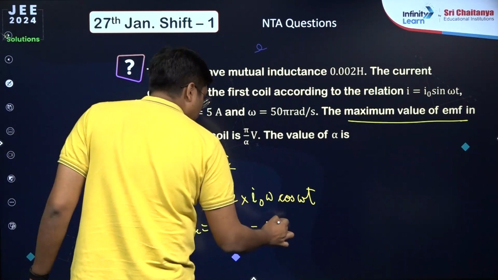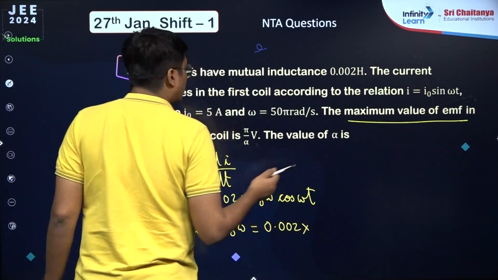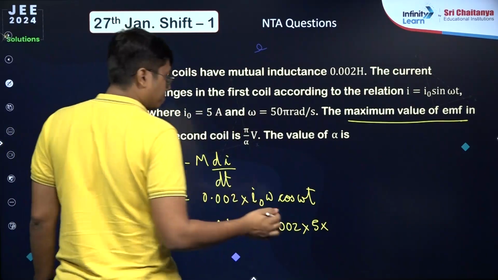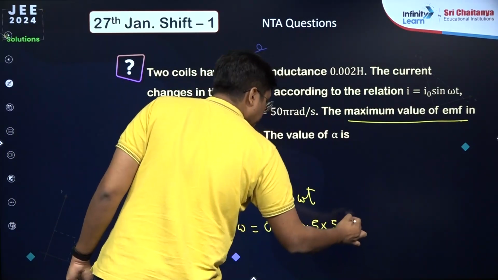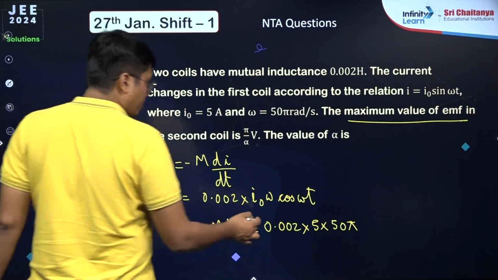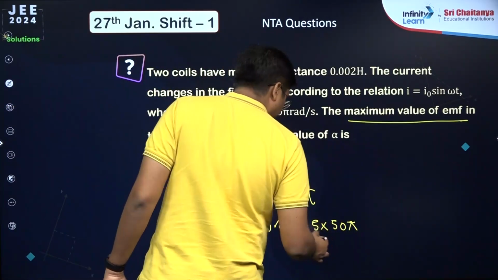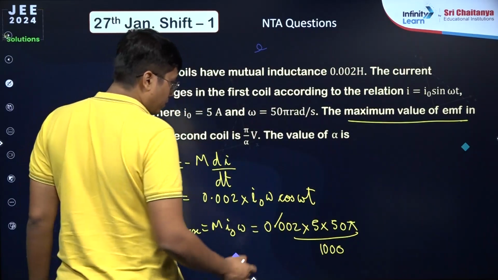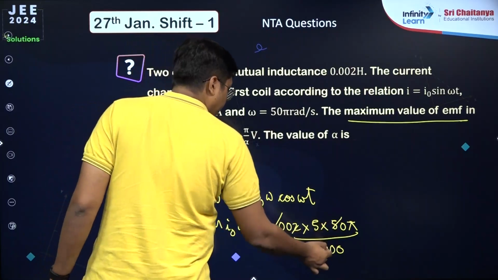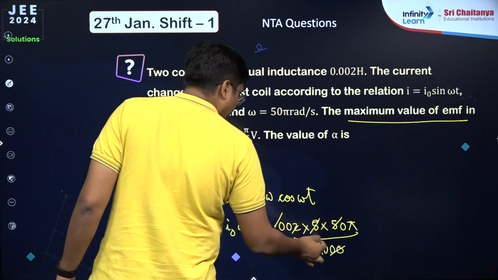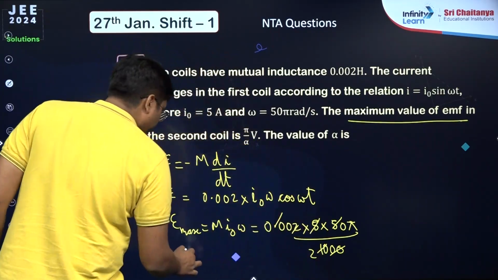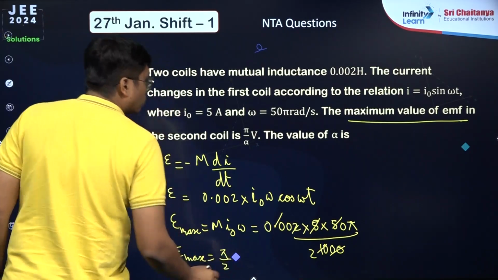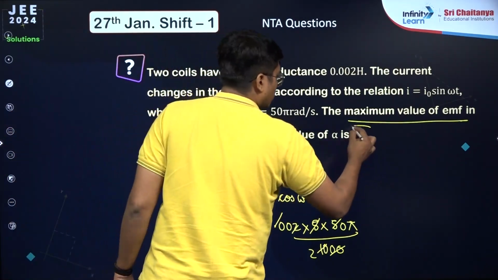M was 0.002. I naught was 5 amperes into omega is 50 pi. Put a divided by 1000 over here. 2 into 50 is 100. That removes this. So 5 by 10 will remove with the 2. So you have E max is equal to pi by 2. So this alpha is equal to 2.